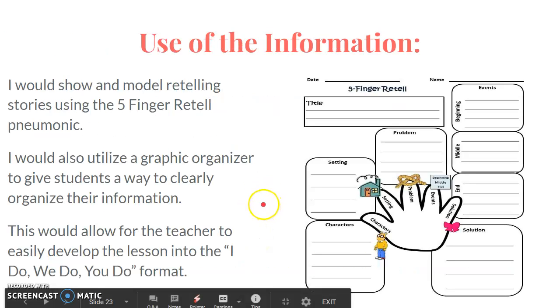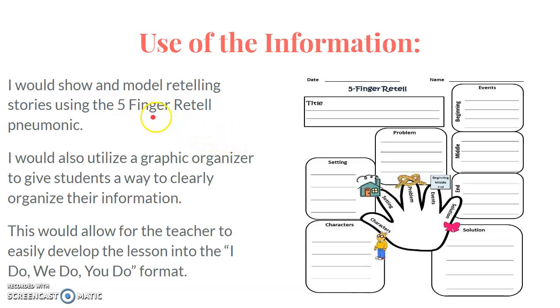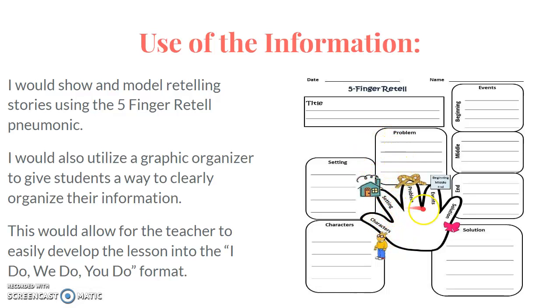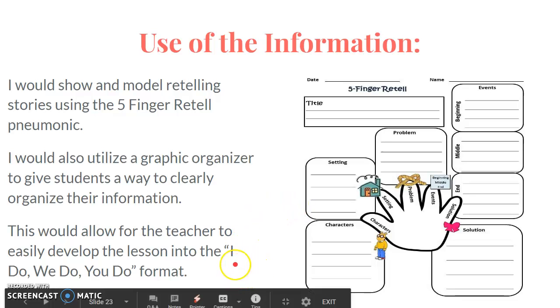Using this information in the classroom, I would show this by the 5-finger retell mnemonic, as well as a similar graphic organizer, so that you could use your 5 fingers and remember the key parts of retelling the story, and then using this graphic organizer as a clear way for them to know where to put this information. You could also easily develop this into the I do, we do, you do format.